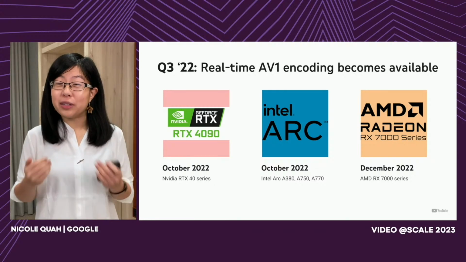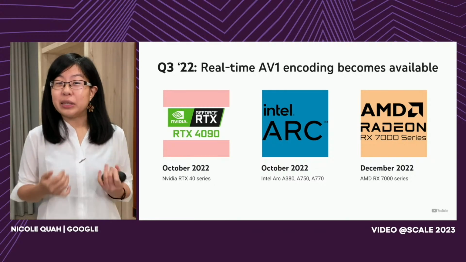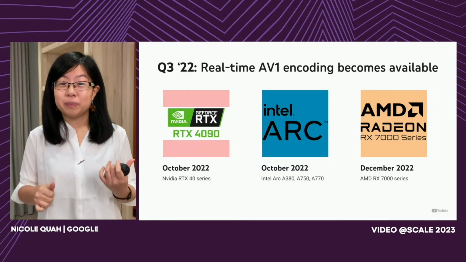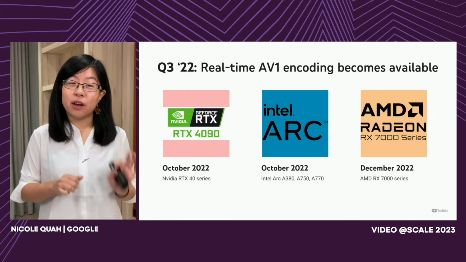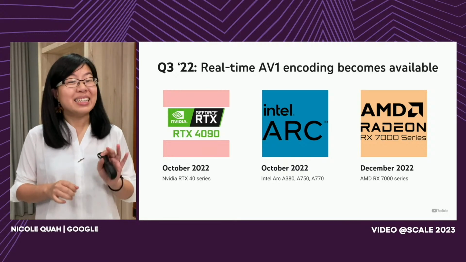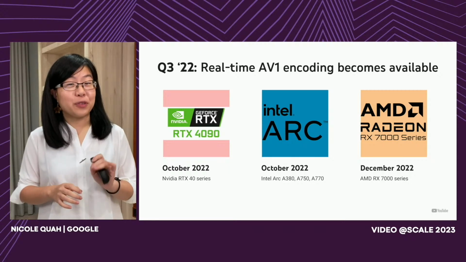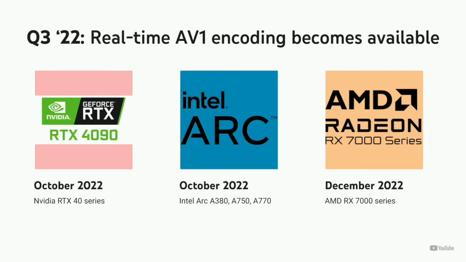But before we could start accepting it for live, the ecosystem actually had to catch up. In particular, software encoders for AV1 tend to be slow. But for live, obviously this doesn't work because for encoding, you have to keep up in real time. And so what happens? At the end of 2022, the major GPU vendors all have released their first series of cards that support real-time AV1 encoding. And so the pieces are now starting to fall into place.